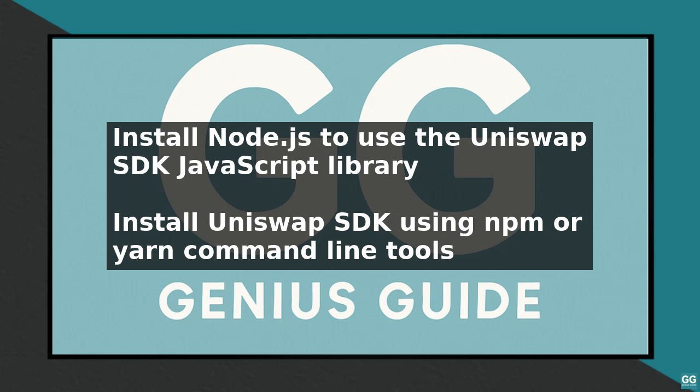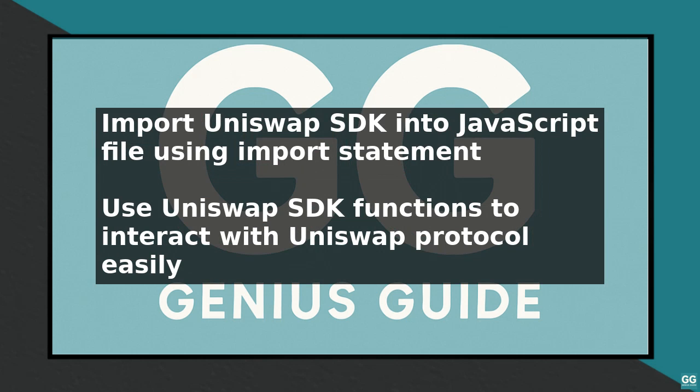After installing the Uniswap SDK, import it into your JavaScript file using the import statement. The Uniswap SDK provides a range of functions for interacting with the Uniswap protocol, including functions for getting the price of a token, getting the liquidity of a pool, and swapping tokens.